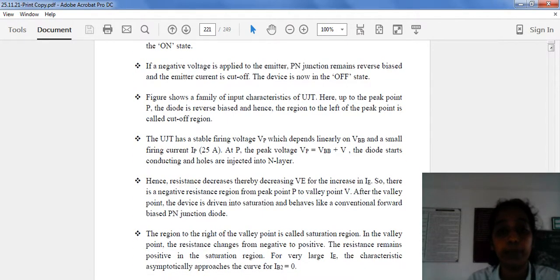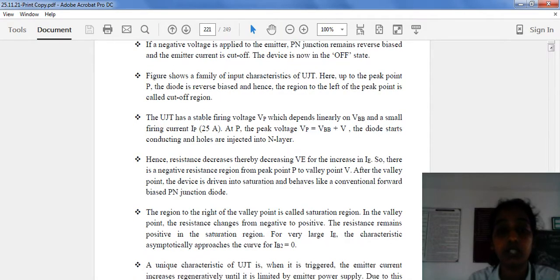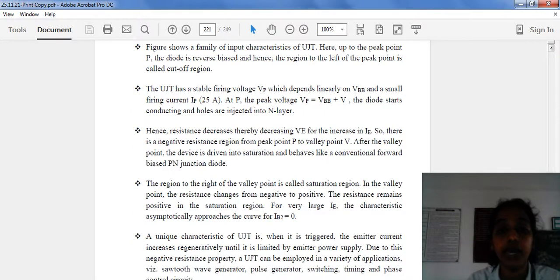When the peak voltage Vp is greater than the base voltage plus the cut-in voltage, the diode starts to conduct and the holes are injected into the N layer. Thereby the resistance value decreases, which decreases the voltage across the emitter, and the current value increases. So there is a negative resistance region from point P to the valley point V.